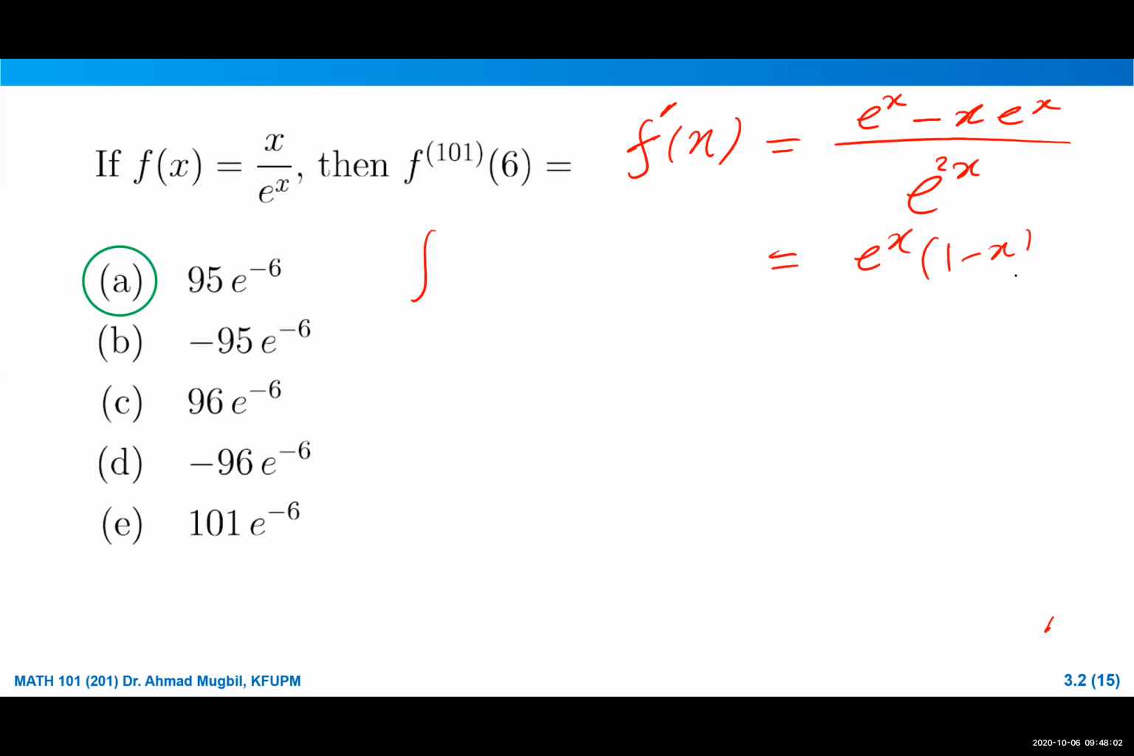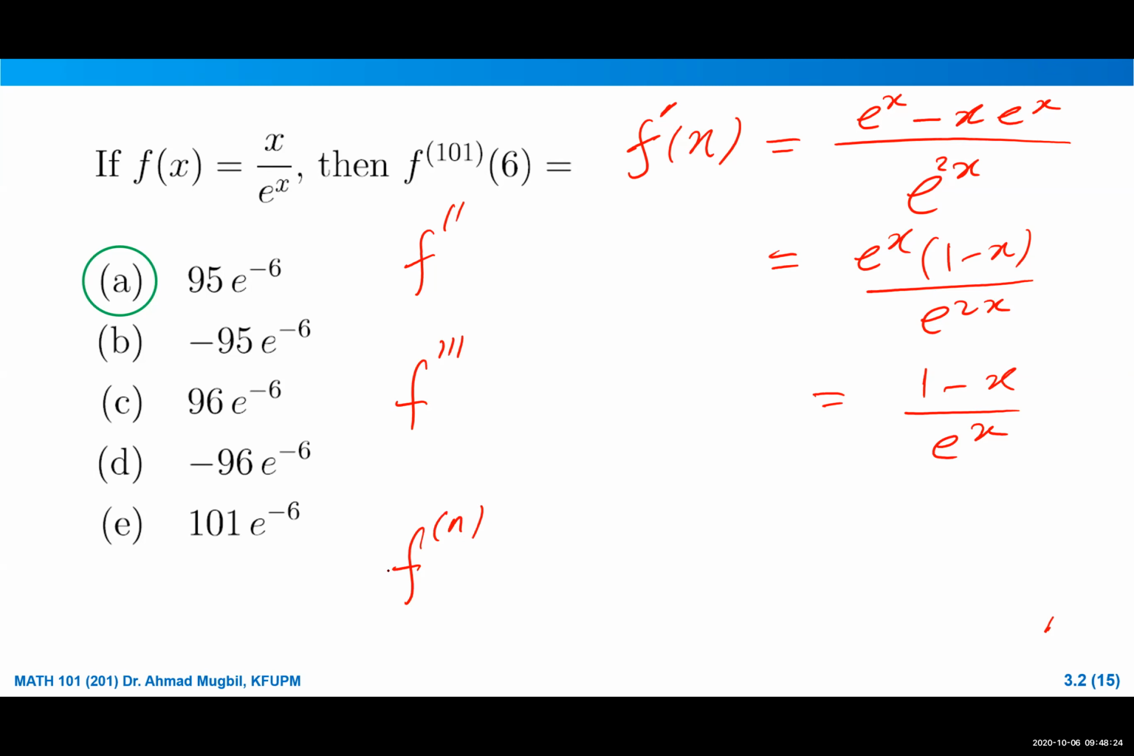You will have 1 minus x over e to the power 2x, which is 1 minus x over e to the power x. This is the first derivative. Now find the second derivative, and then find the third, and try at the end to find the nth derivative, to have a formula for the nth derivative.